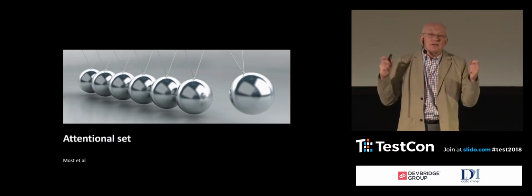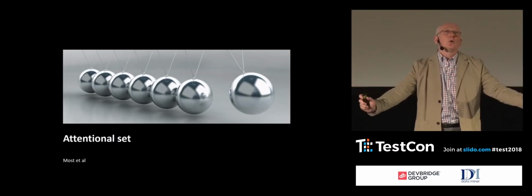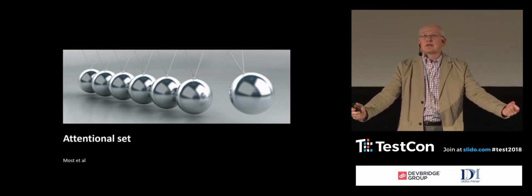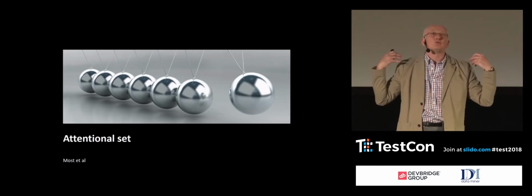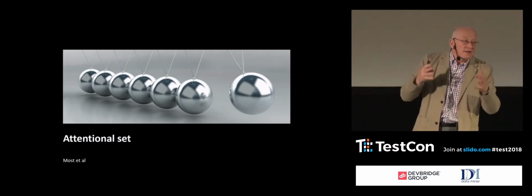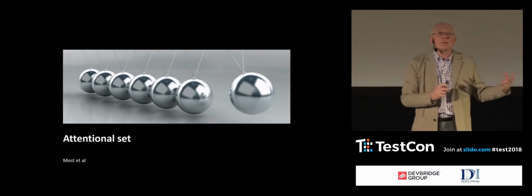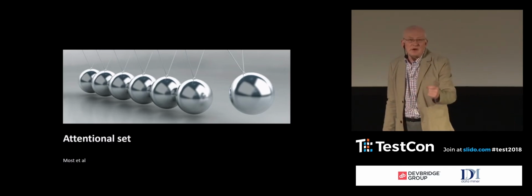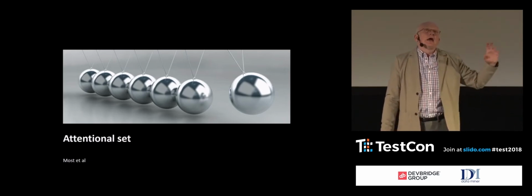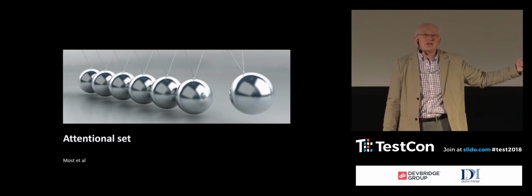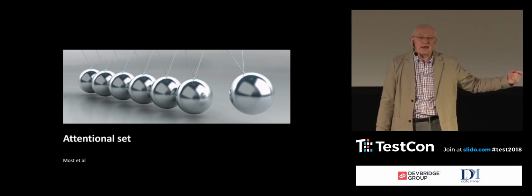Okay, now we're coming on to the most important part. What I really want to explain to you at the end of this is why we fail to spot the gorilla. And this is where we get this information of why we don't spot that gorilla. It was done by some people, Most et al., included in there is one of the researchers that did that original gorilla study.